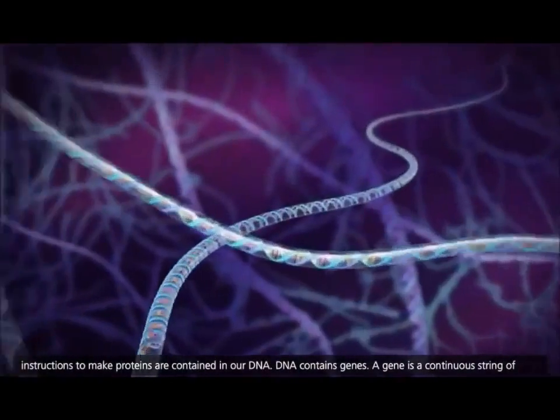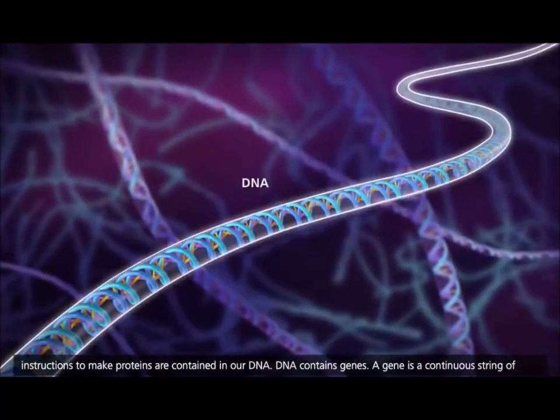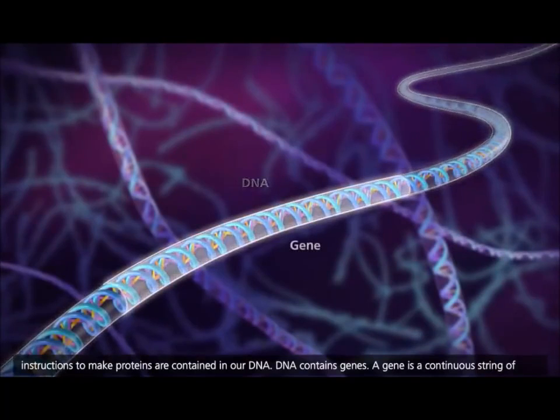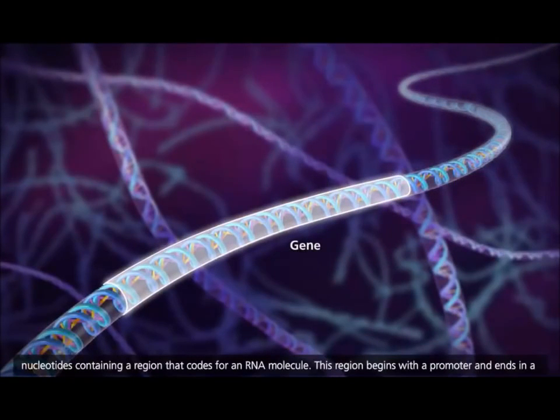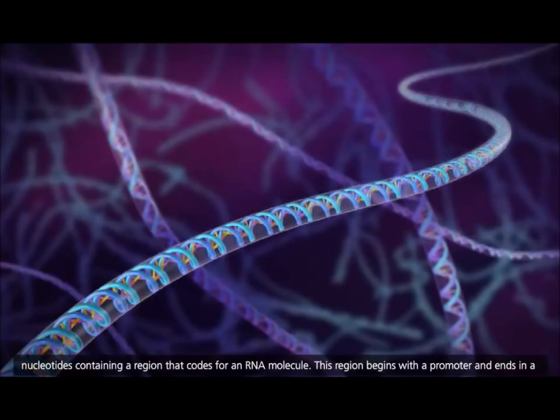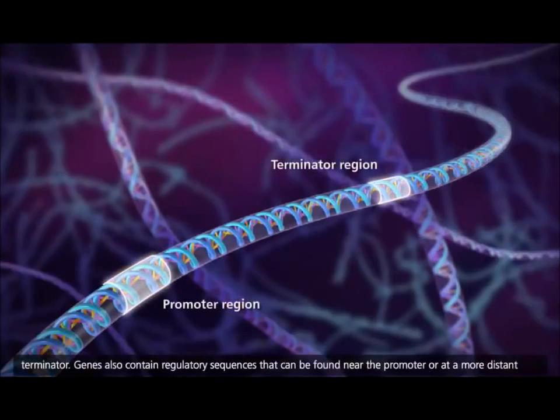Instructions to make proteins are contained in our DNA. DNA contains genes. A gene is a continuous string of nucleotides containing a region that codes for an RNA molecule. This region begins with a promoter and ends in a terminator. Genes also contain regulatory sequences that can be found near the promoter or at a more distant location.